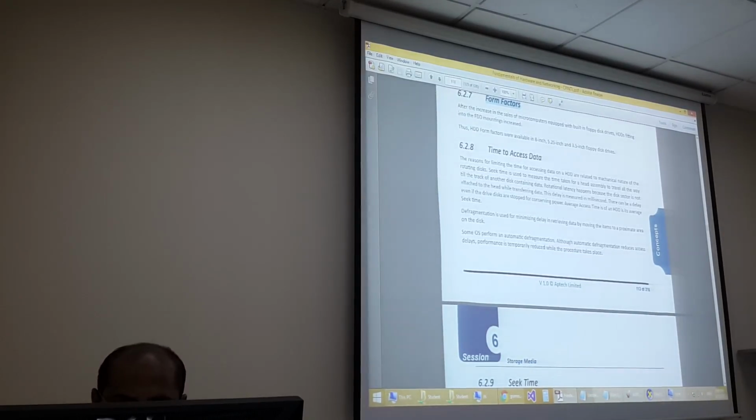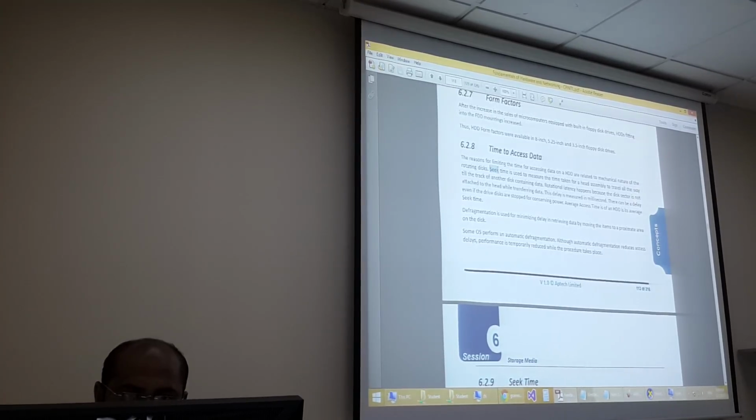You have something called seek time. You remember what is seek? Just go for the word meaning. It's all easy if you know the word meaning. What do you mean by seek? Finding, search, or something.